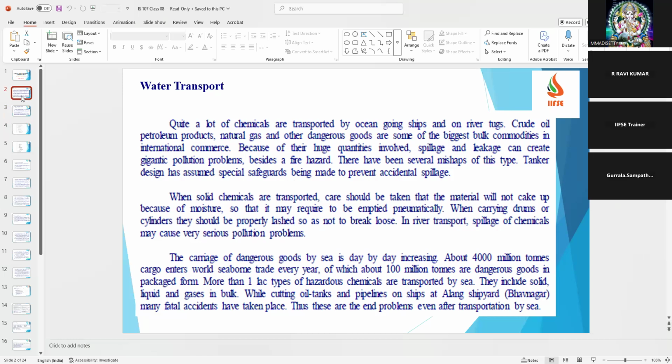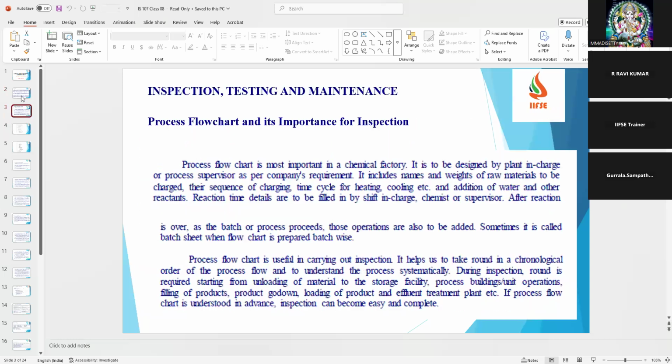Sir, that is water transportation. There is a process flow chart for manufacturing units. Those are batch sheets to be prepared and followed. Yeah. So till that we covered. Yes, yes. Okay, fine, no problem. Thanks.